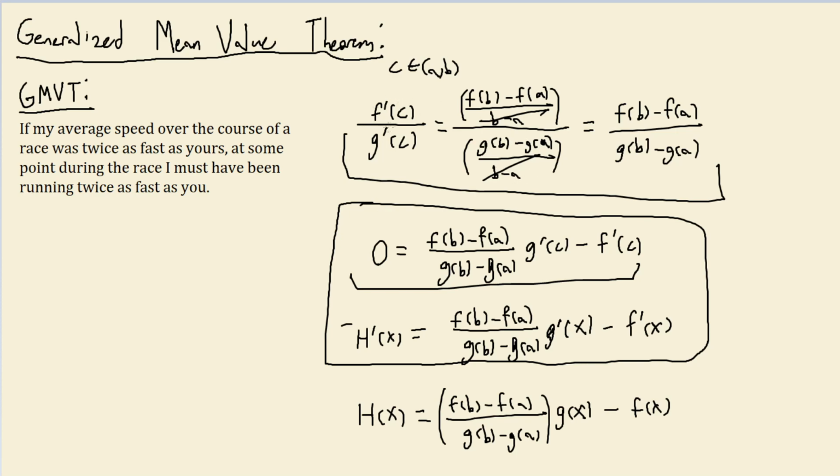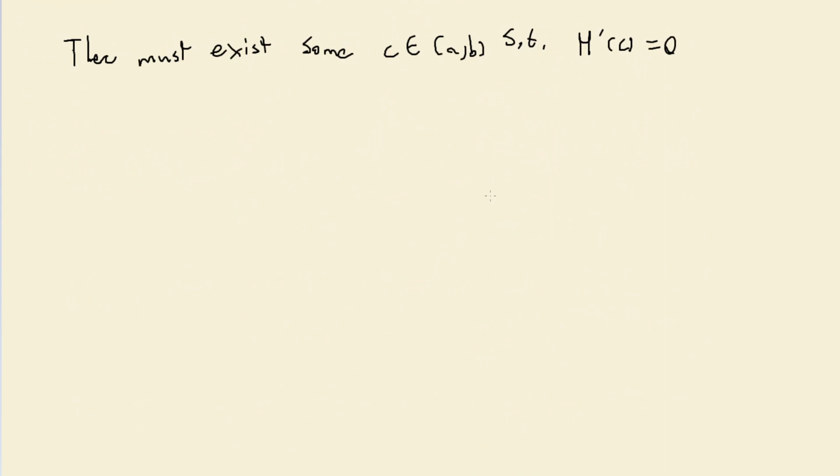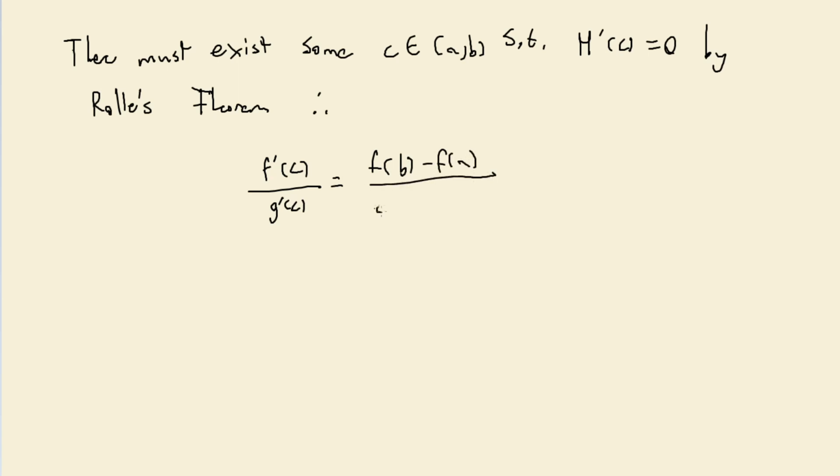We know that this fact is going to be true for some point c if the derivative of this h of x function that we devised is equal to 0. And we just proved that there is a point on the interval from a to b, there's a point c that exists in between those two endpoints from a to b, such that h prime of x will equal 0, and this fact will be true. So therefore, by Rolle's theorem, we know that there must exist some c on the interval a b such that h prime of c is equal to 0. Therefore, we know that f prime of c over g prime of c is equal to f of b minus f of a over g of b minus g of a for some c on the interval from a to b.